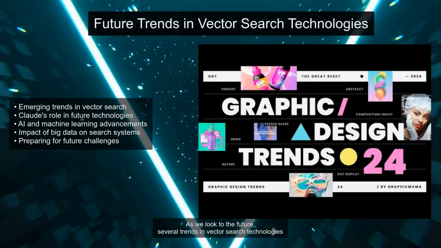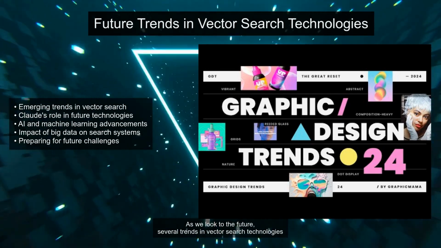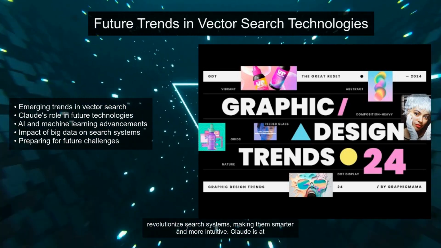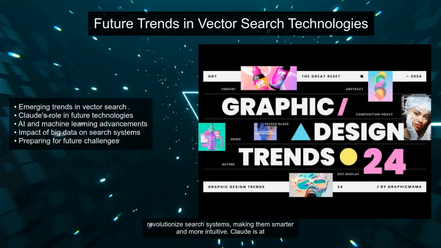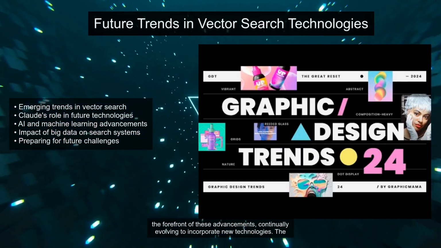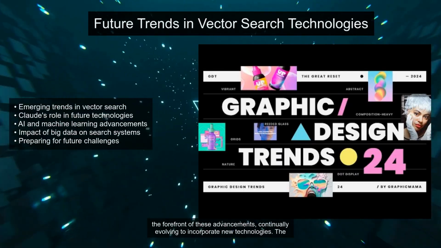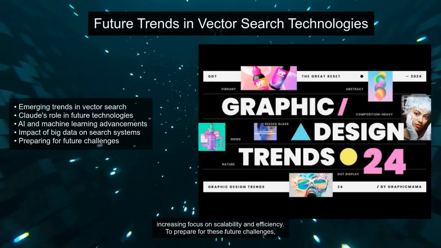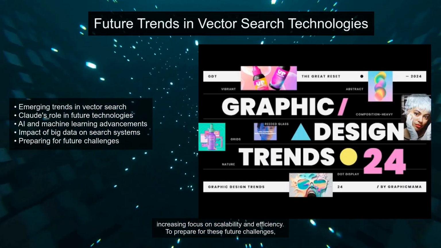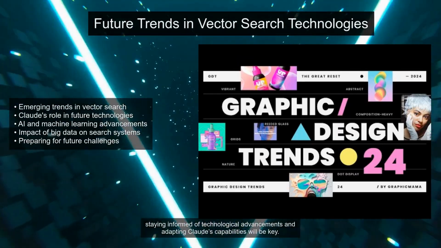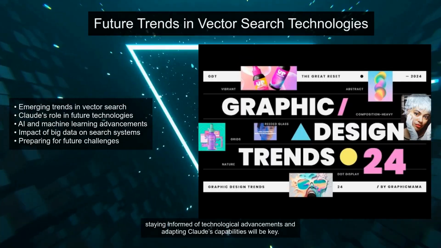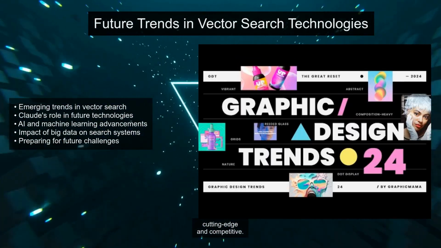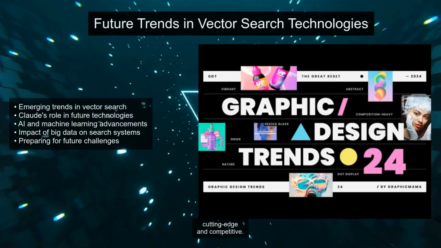As we look to the future, several trends in vector search technologies are emerging. The integration of AI and machine learning is poised to revolutionize search systems, making them smarter and more intuitive. Claude is at the forefront of these advancements, continually evolving to incorporate new technologies. The impact of big data will continue to shape search architectures, with an increasing focus on scalability and efficiency. To prepare for these future challenges, staying informed of technological advancements and adapting Claude's capabilities will be key. By doing so, you can ensure that your vector search systems remain cutting-edge and competitive.